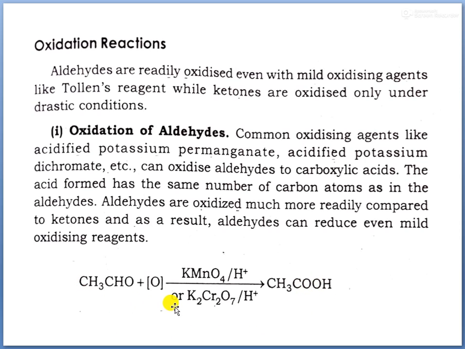Aldehydes are oxidized much more readily when compared to ketones, and as a result aldehydes can be oxidized even by mild oxidizing reagents. Here you can see acetaldehyde, and we use an oxidizing agent, either KMnO4 or potassium dichromate, K2Cr2O7. In both cases we get a carboxylic acid, with the same number of carbon atoms. So the CHO group is converted to a COOH group.